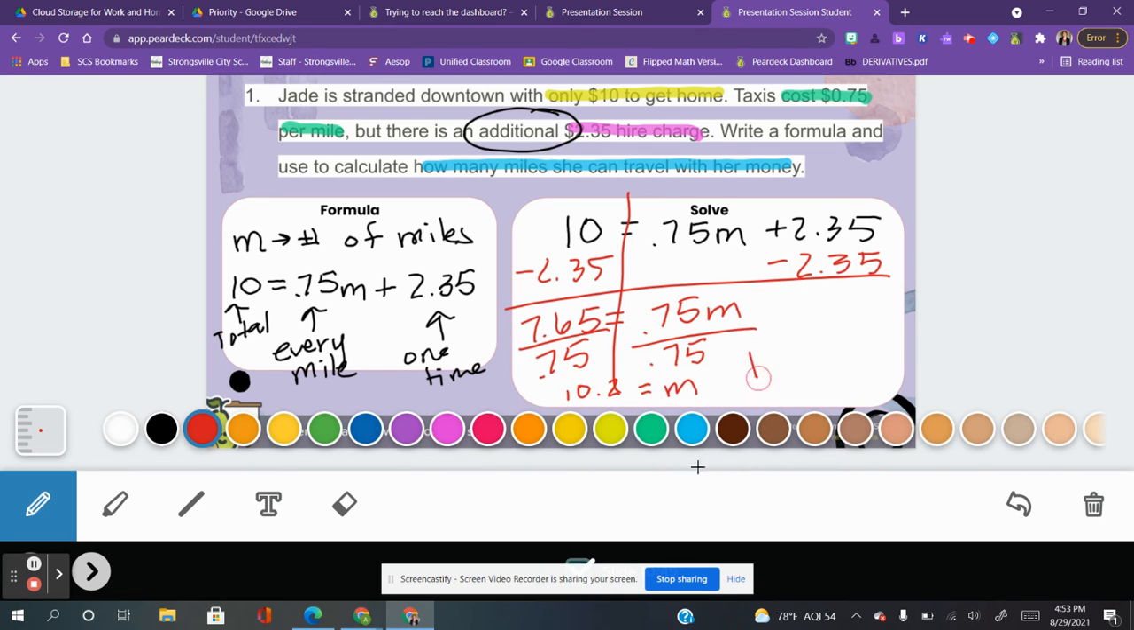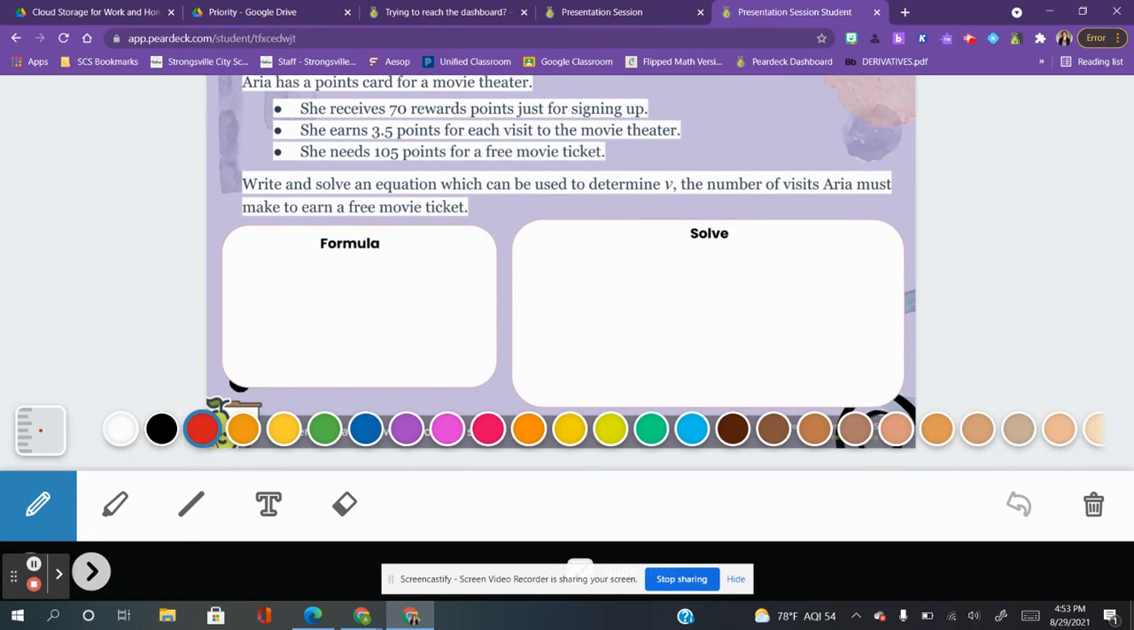So it's going to take me 10.2 miles. That's the furthest that Jade can travel. If she travels more than 10.2 miles, she won't have enough money. Let's do one more. I want to do this one because some of the Delta Math problems are set up similarly, and I want to make sure that we understand how to work these ones.